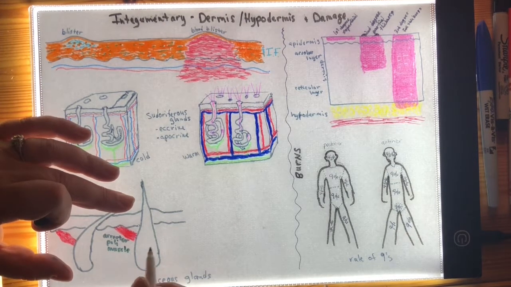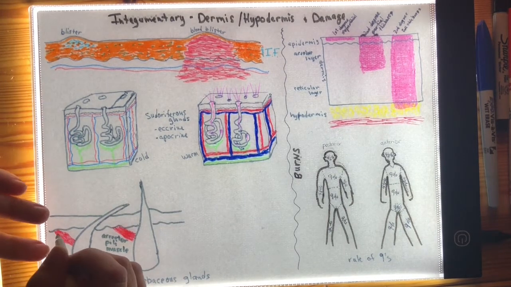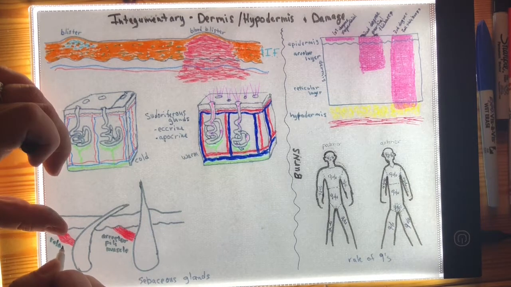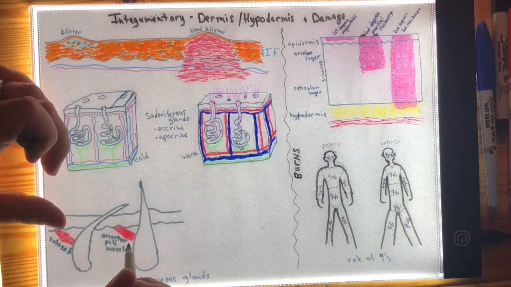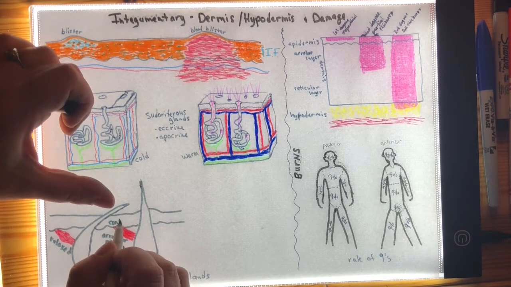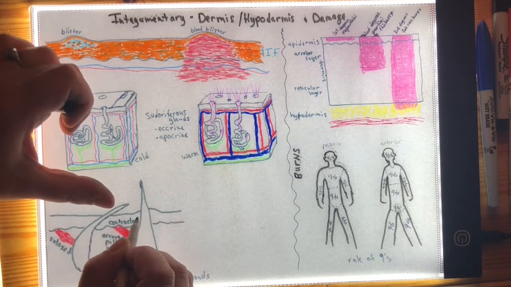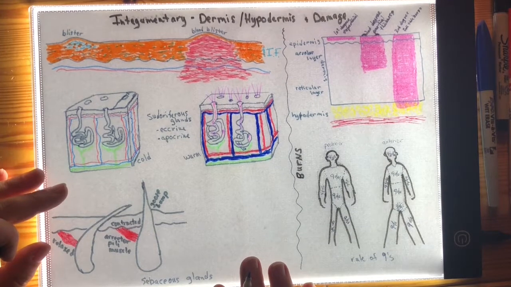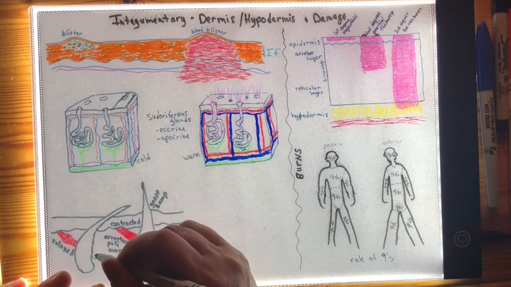And on the left-hand side, we have the relaxed version where it has that bulge in the center. And on the right-hand side, we have the contracted version, which causes that hair to pull upright and cause a goosebump. That is what goosebumps are caused by, contraction of the erector pili muscle and the hair standing on end. There's two basic reasons why you would have a goosebump.